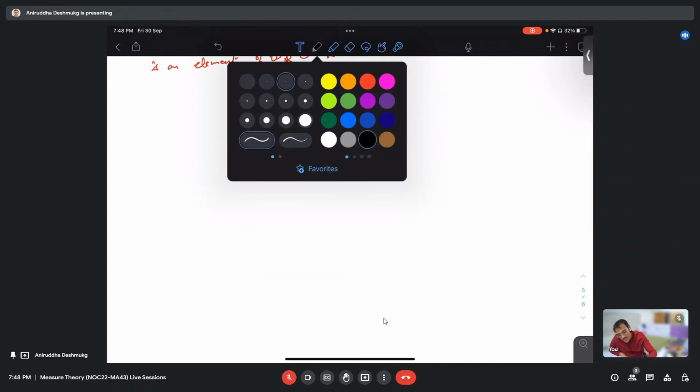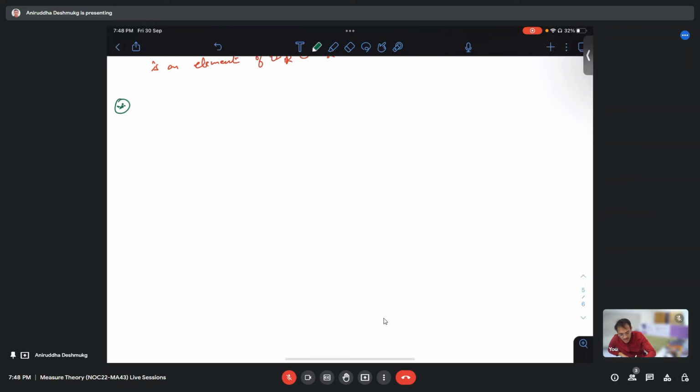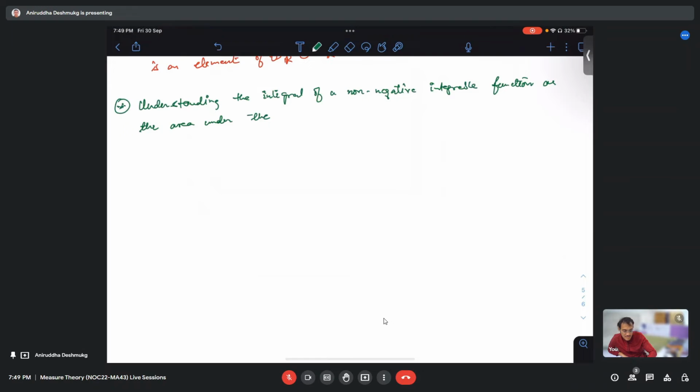So now we would like to look at understanding the integral of a non-negative measurable function, or non-negative integrable function rather, because if it is not integrable, then that area is finite and infinite and all those things we don't want. Of a non-negative integrable function as the area under the curve. Or the curve is not a proper thing to write, area under the graph.